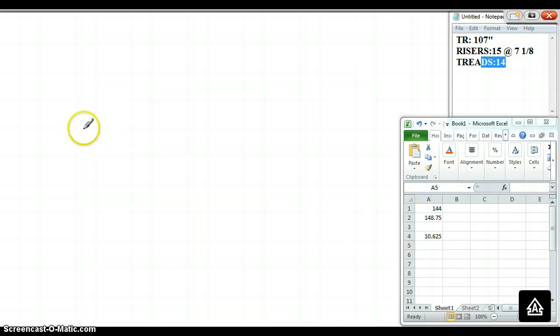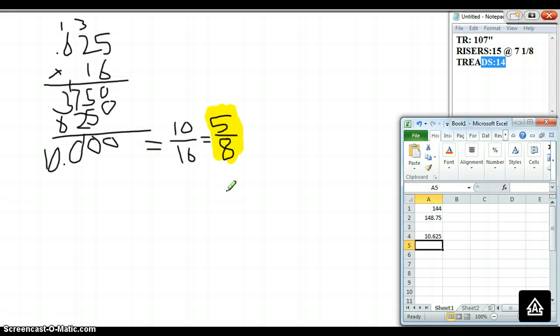And we'll get each individual tread at 10.625. And again, we'll want to convert that 0.625 into a fraction with a denominator of 16, so we'll multiply it by 16. And by adding it up, we'll get 10 flat. And that 10, again, we put over 16 as the denominator, which reduces down to 5/8. So each tread will be 10 and 5/8 inches.